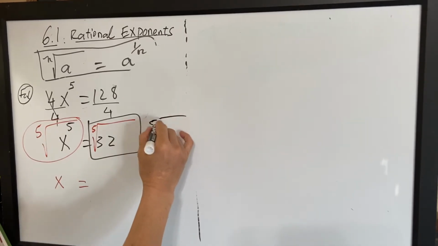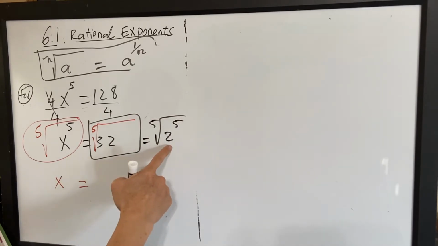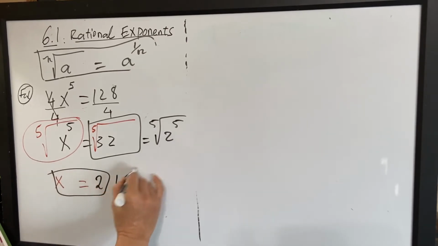Perfect. The 5th root of 32, I can rewrite that as right there. Okay. And that is what? And that is 2. Perfect.